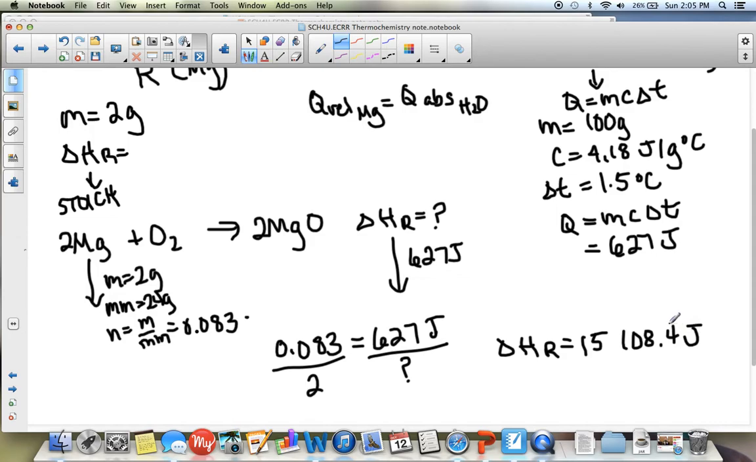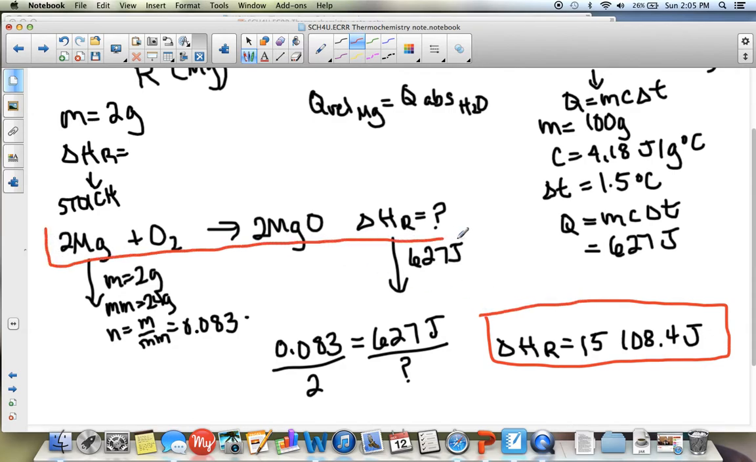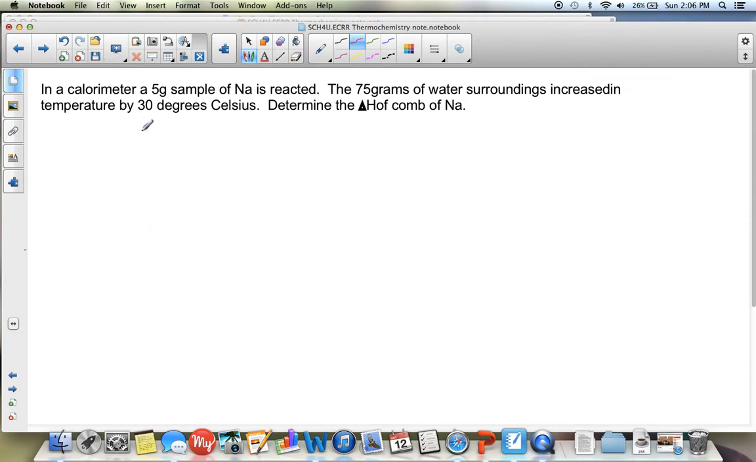15,108.4 joules. So the heat of reaction for magnesium in this balanced stoichiometric relationship, heat of reaction is always about a particular reaction, is 15,108.4 joules.